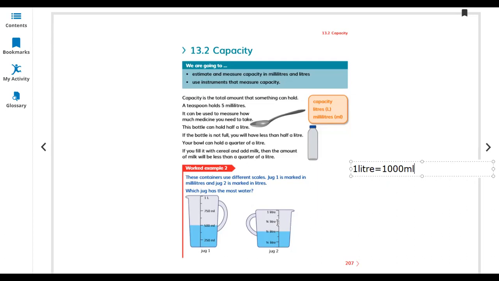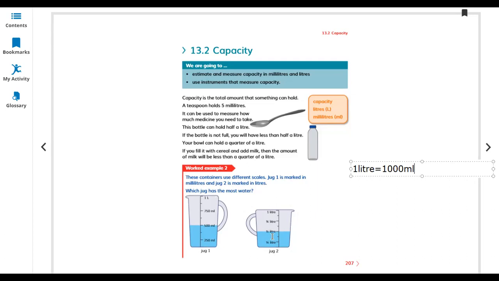And in this small jug, it's 1 by 4 liter, 1 by 2 liter, 3 by 4, and 1 liter. Also, it's half a liter. So these containers use different scales. Jug 1 is marked in milliliters and jug 2 is marked in liters. So this is 1 by 2 liter. So which jug has the most water?